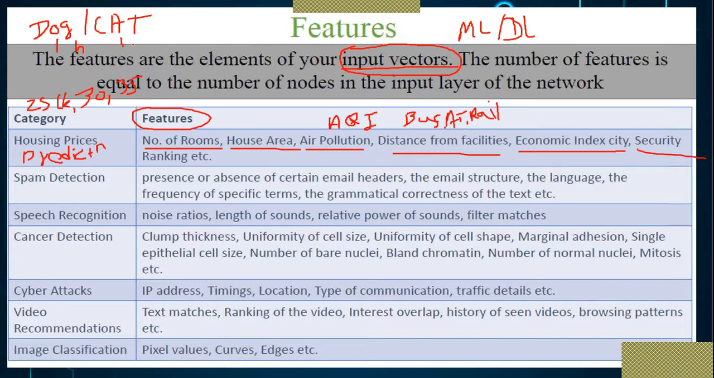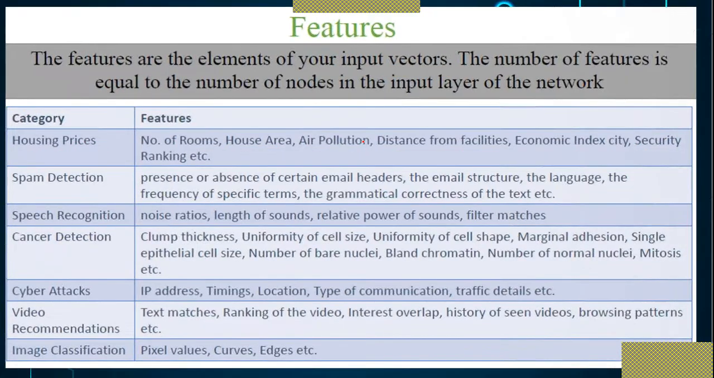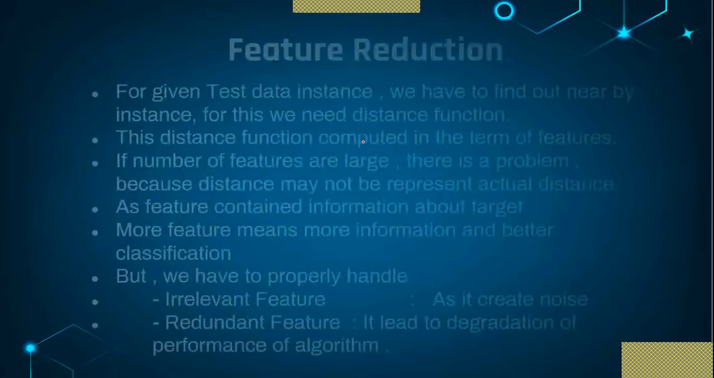Let us consider there are 10 features. On the basis of these 10 features, you can predict which is a dog and which is a cat. So these features are important for your machine learning and deep learning, and you are providing these features as an input vector to your machine learning and deep learning model.